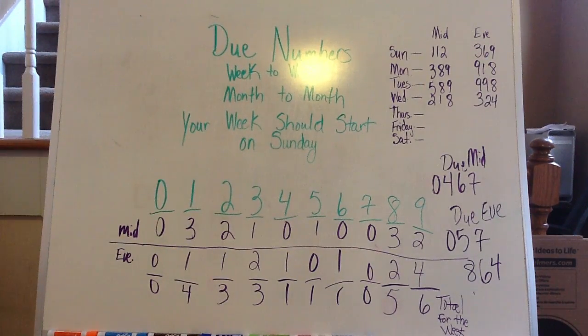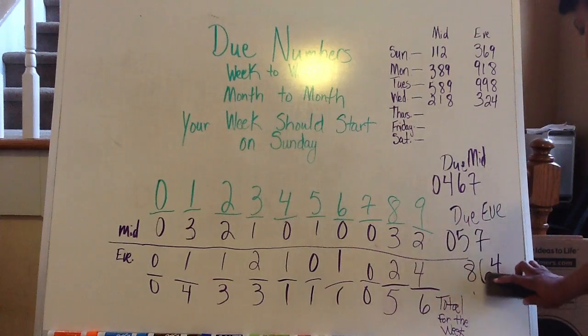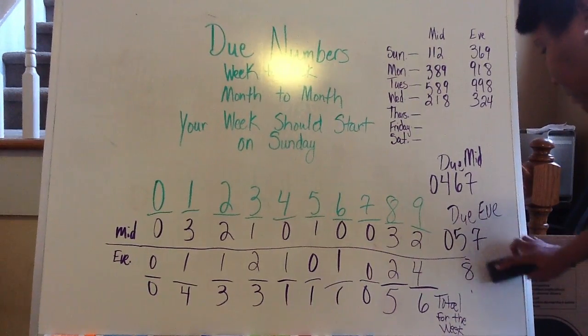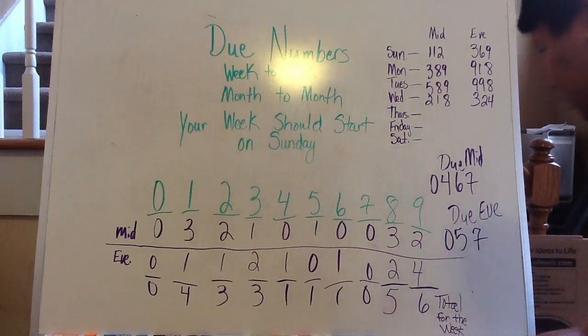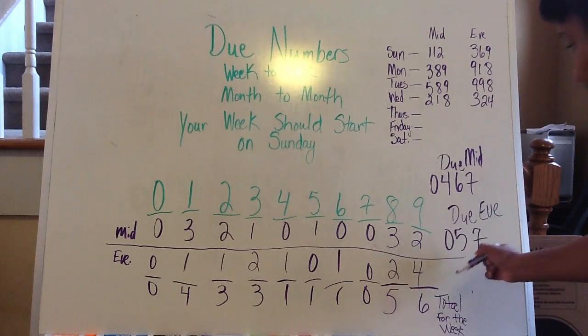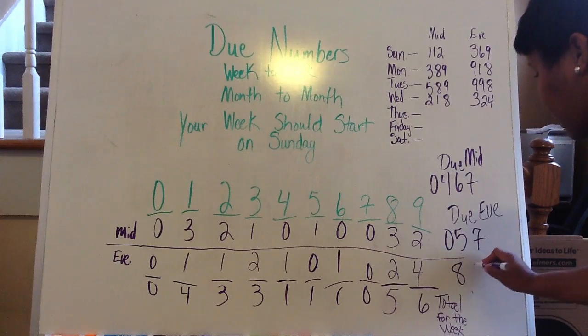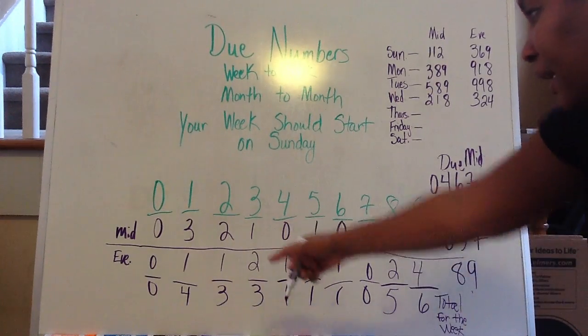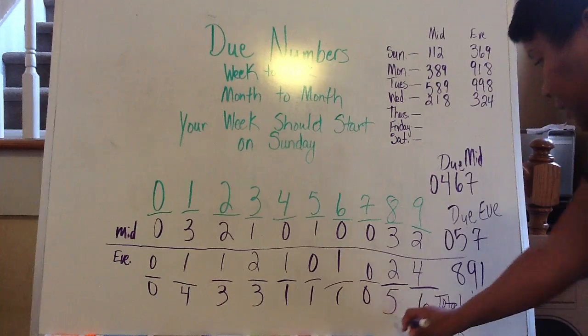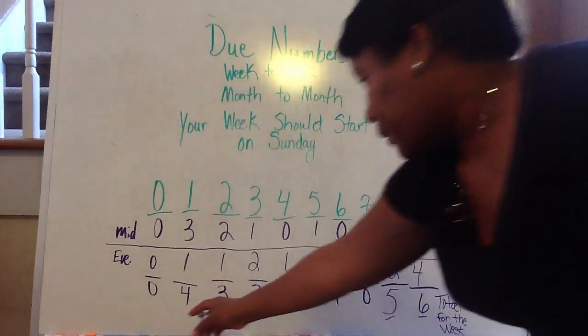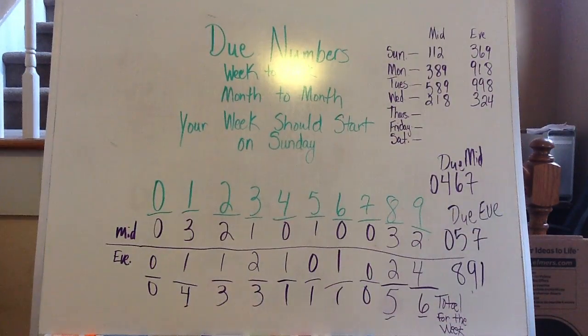I'm sorry. It's number 9. So the most numbers for that week would be number 8, number 9, and number 1, because it's 5 here, 6 here, and 4 here. So the number that I would play would be 891, and I would play that number until the end of the week as well.